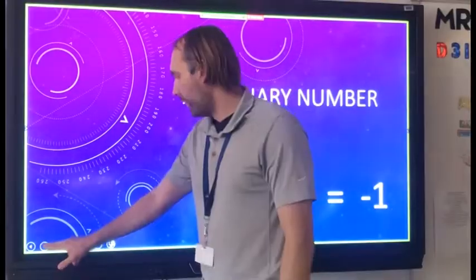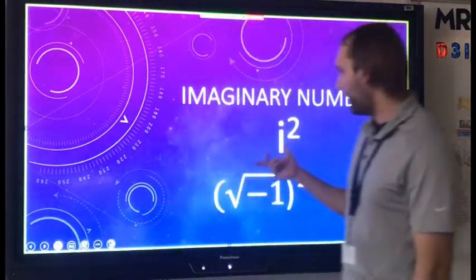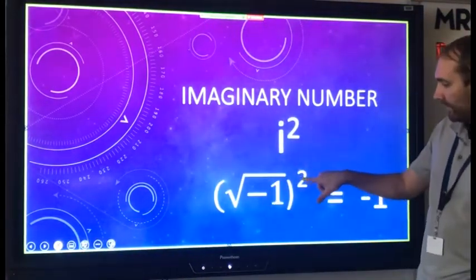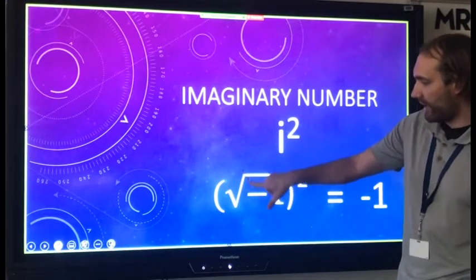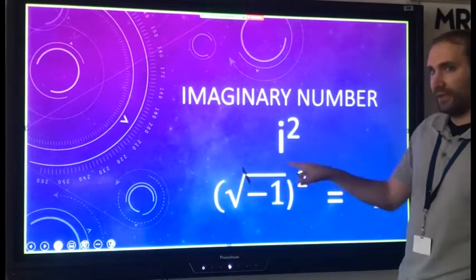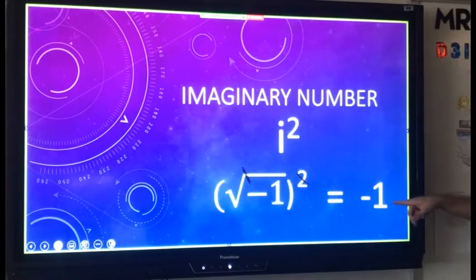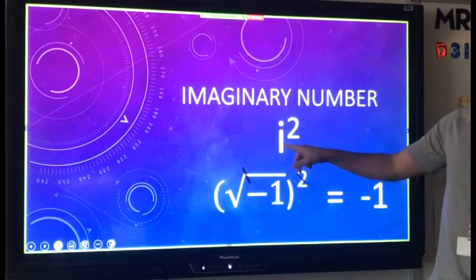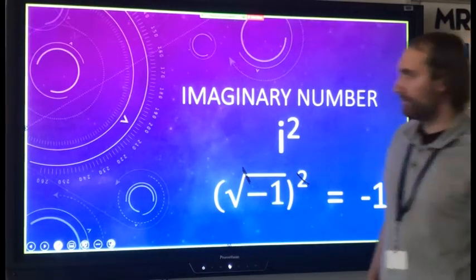What happens when I take i and square i? You get the square root of -1 squared. These things cancel each other out and equal -1, because they're inverses of one another. And all you get is a -1. This is very important: i squared is -1.